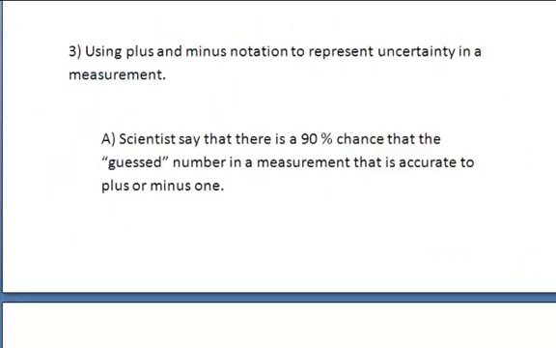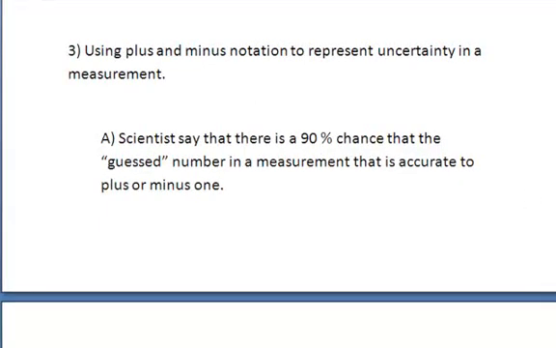Finally, I'd like to talk about plus or minus notation. There should be a way that scientists can represent that their last measurement, their last number in a measurement, has uncertainty, and they do using what's called plus or minus notation. You see here at 3a, scientists say that there's a 90% chance that the guessed number is a measurement that is accurate to plus or minus 1. Now what does that mean with a real measurement?